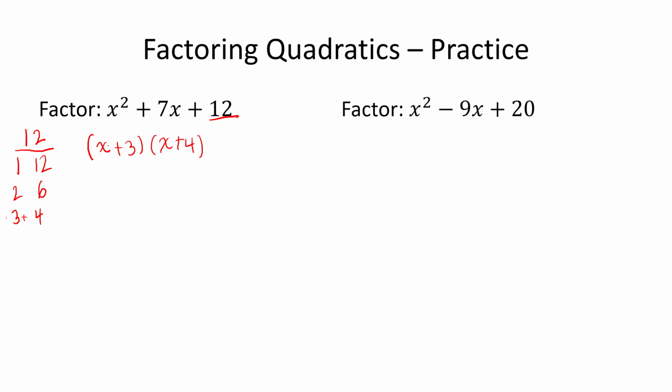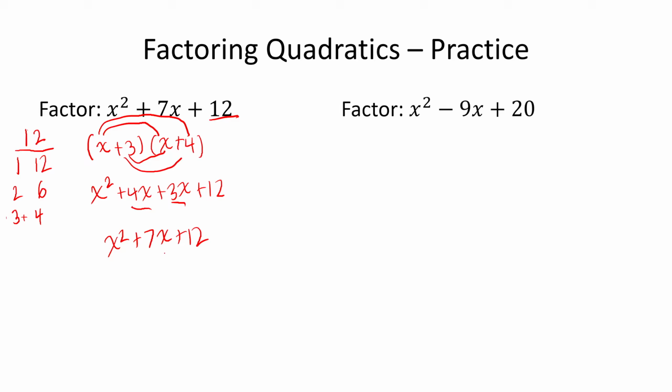You don't have to do this, but if we use our FOIL method, our first, x times x, gives us x squared. Outer, x times 4, gives us 4x. Inner, 3 times x, gives us 3x. And the last, 3 times 4, gives us plus 12. And then we just combine our like terms. That gives us x squared plus 7x plus 12. Brings us back to what we originally started with.